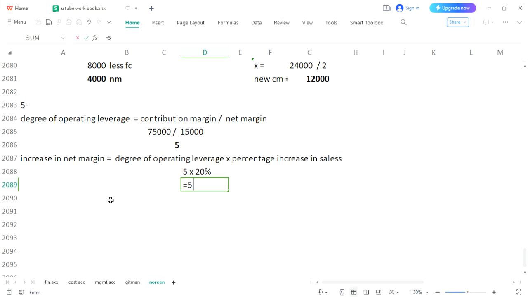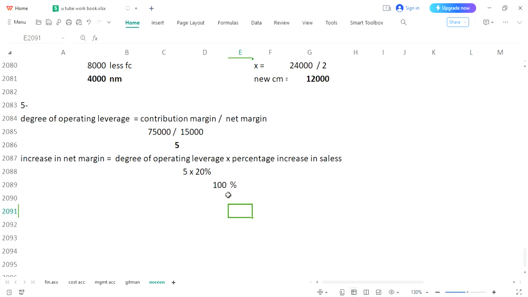Now you can calculate it. 5 multiplied by 20%, meaning 20 divided by 100, that means 0.2. Or you can directly calculate 5 multiplied by 20%. This is the direct answer. So 100% change would come in your net margin if you make a 20% positive change in sales. That means due to a 20% increase in sales, your net margin would increase 100%.